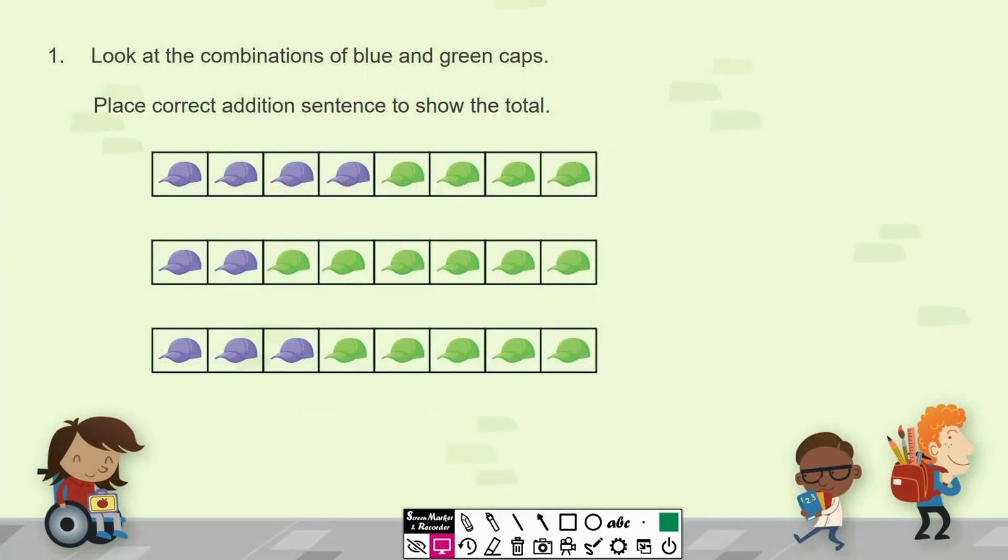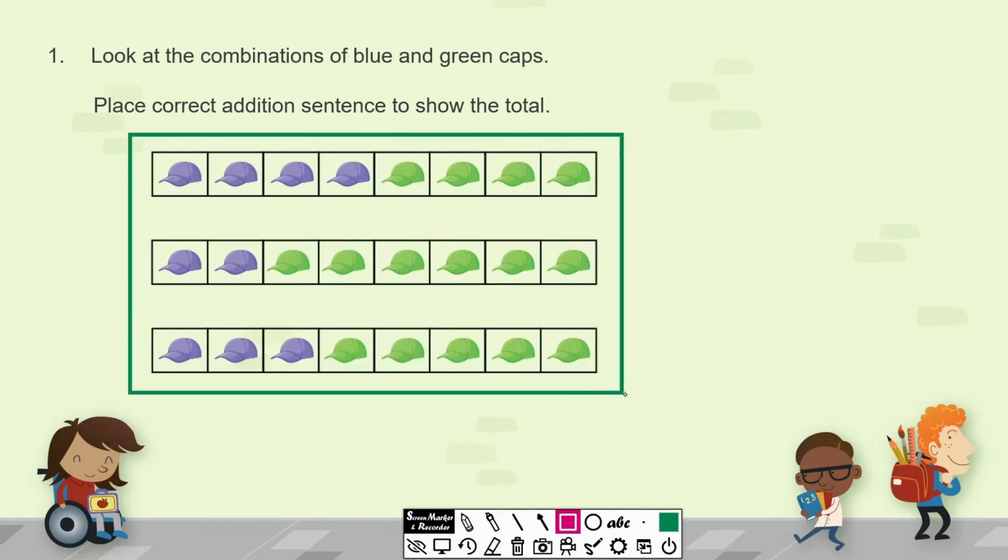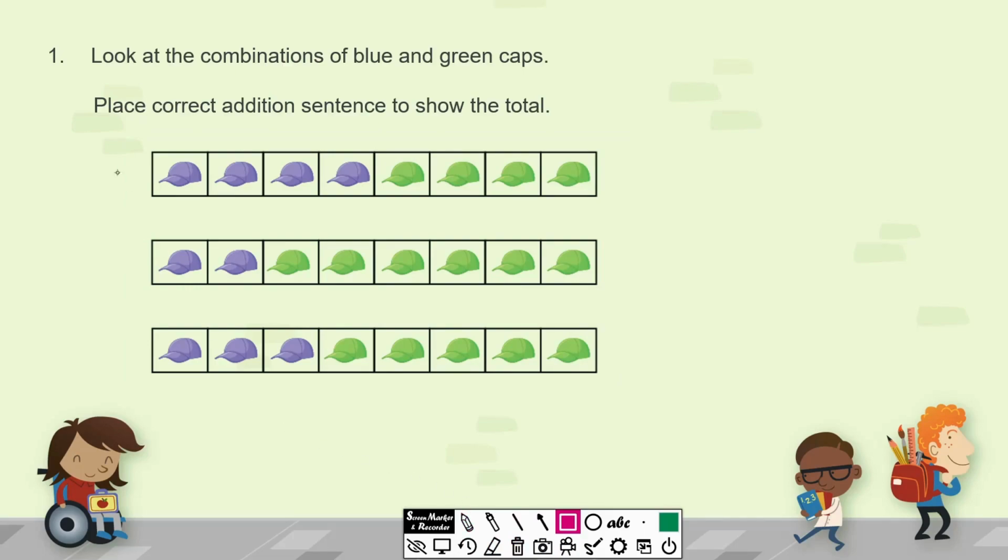Look at the combinations of blue and green caps. These are few blue caps and few green caps. Place the correct addition sentence to show the total. Let's place the correct addition sentence for the first one.